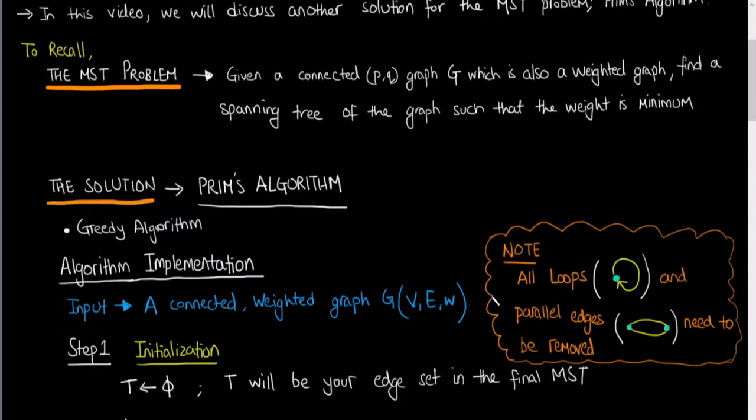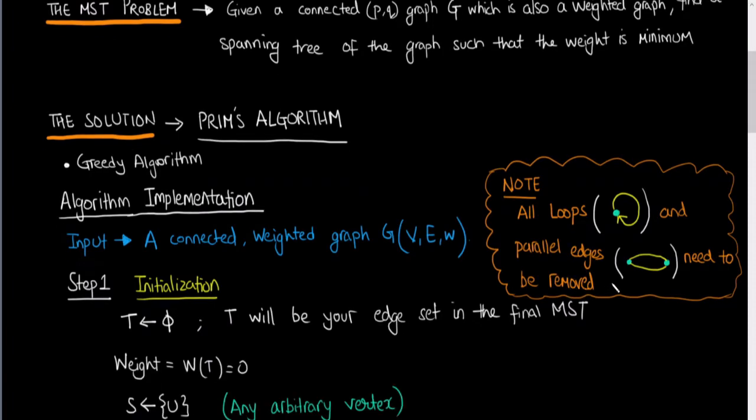Before you start the algorithm, an important note is that all loops, that is an edge from a vertex to the same vertex, and parallel edges need to be removed. Parallel edges are basically two edges with the same starting and ending point. It can be more than two as well, but this is the most basic case. Any parallel edges and any loops need to be removed to proceed further with this algorithm.